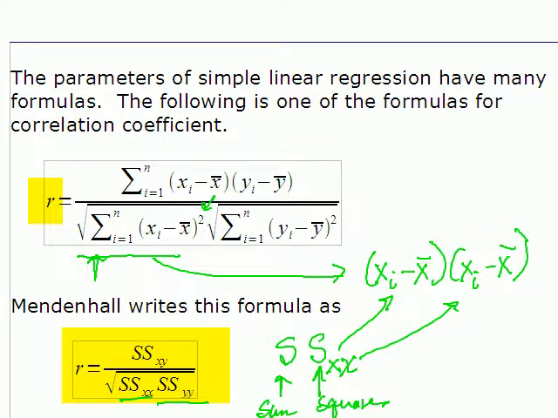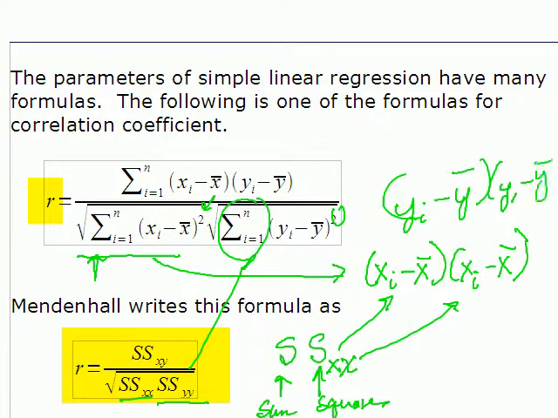It's the same for the two y's, the double y. You've got a sum, and you square the y's, and if you wrote it out, you would have yi minus y bar, yi minus y bar. Okay? Now look in the numerator.